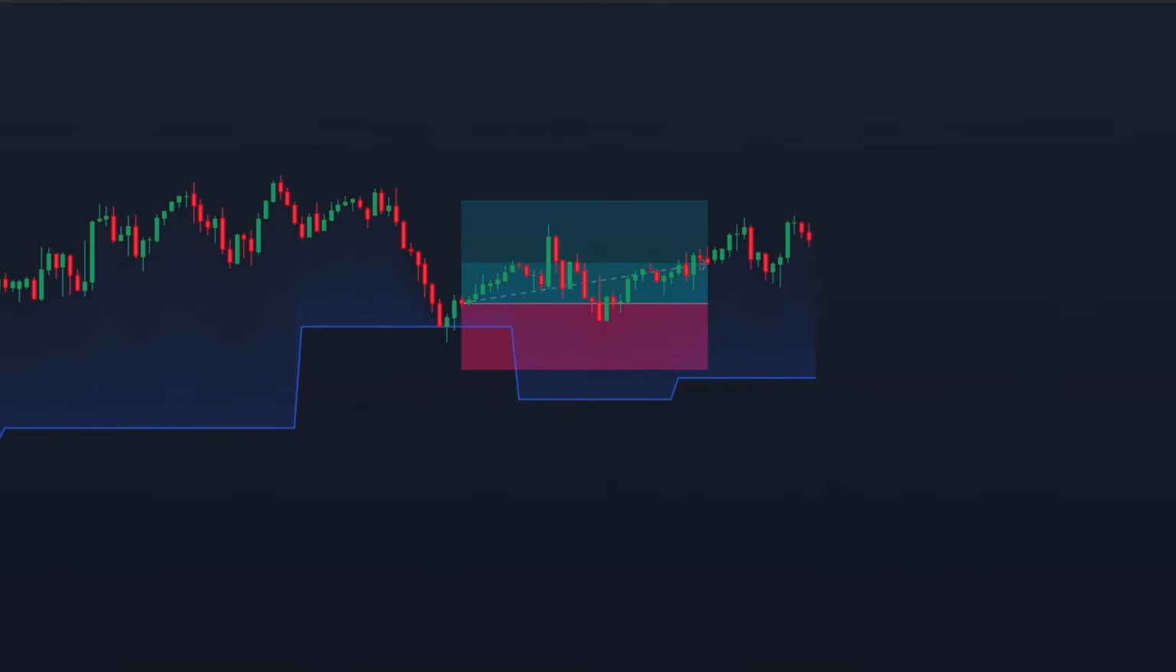You need to treat a broken structure line as an automatic exit, no questions asked.